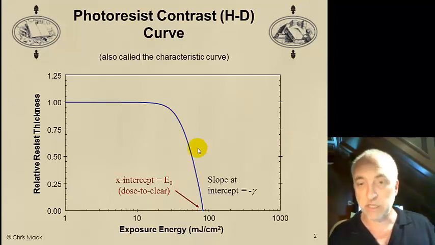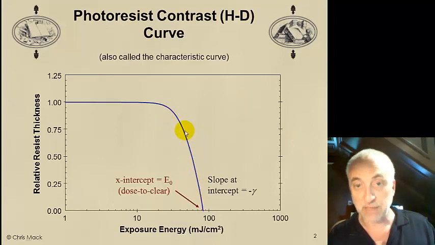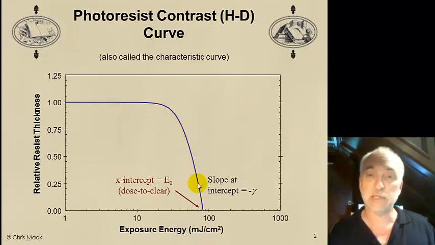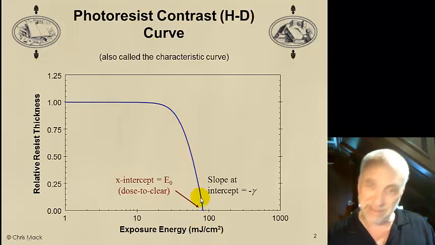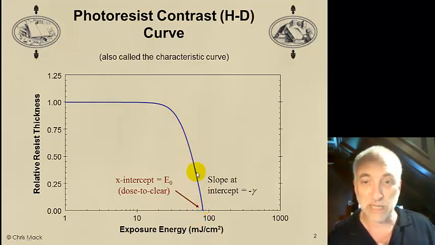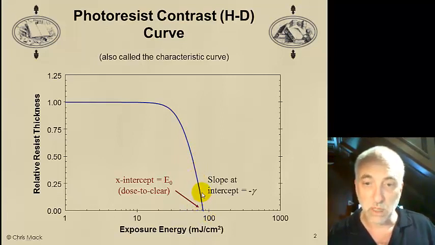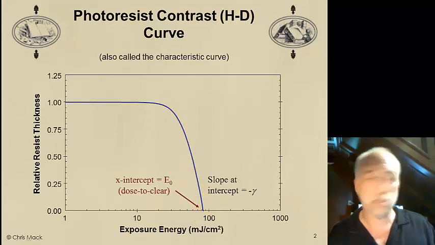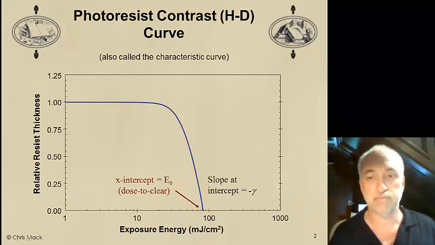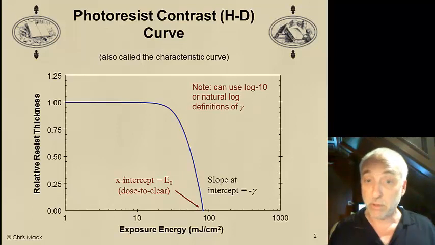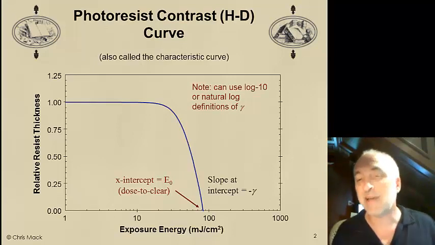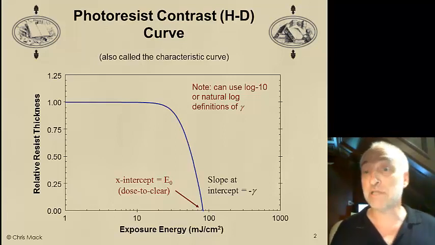Now the slope varies, as you can see, as a function of energy. It's not a constant slope, but there's a region here where it looks kind of straight, so we tend to try to fit it over some small region, or technically as it goes to zero thickness. Now, of course, a logarithmic scale can be base 10 logarithms or base e logarithms, and that changes the value of gamma by a factor of 2.303.